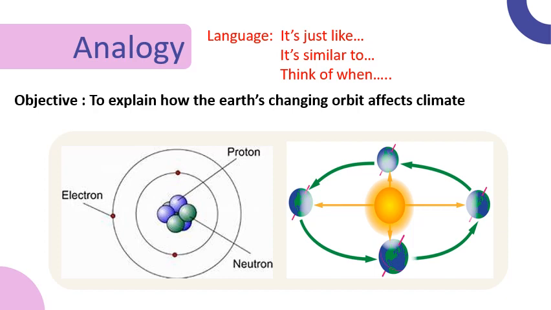So by giving this sort of analogy, this comparison, the students are understanding there that there is this orbit around the sun. There is this movement around. The sun is in the center, like the nucleus of the atom, and the Earth is going around it like the electrons. And the language we sort of use when using an analogy is up there in red.